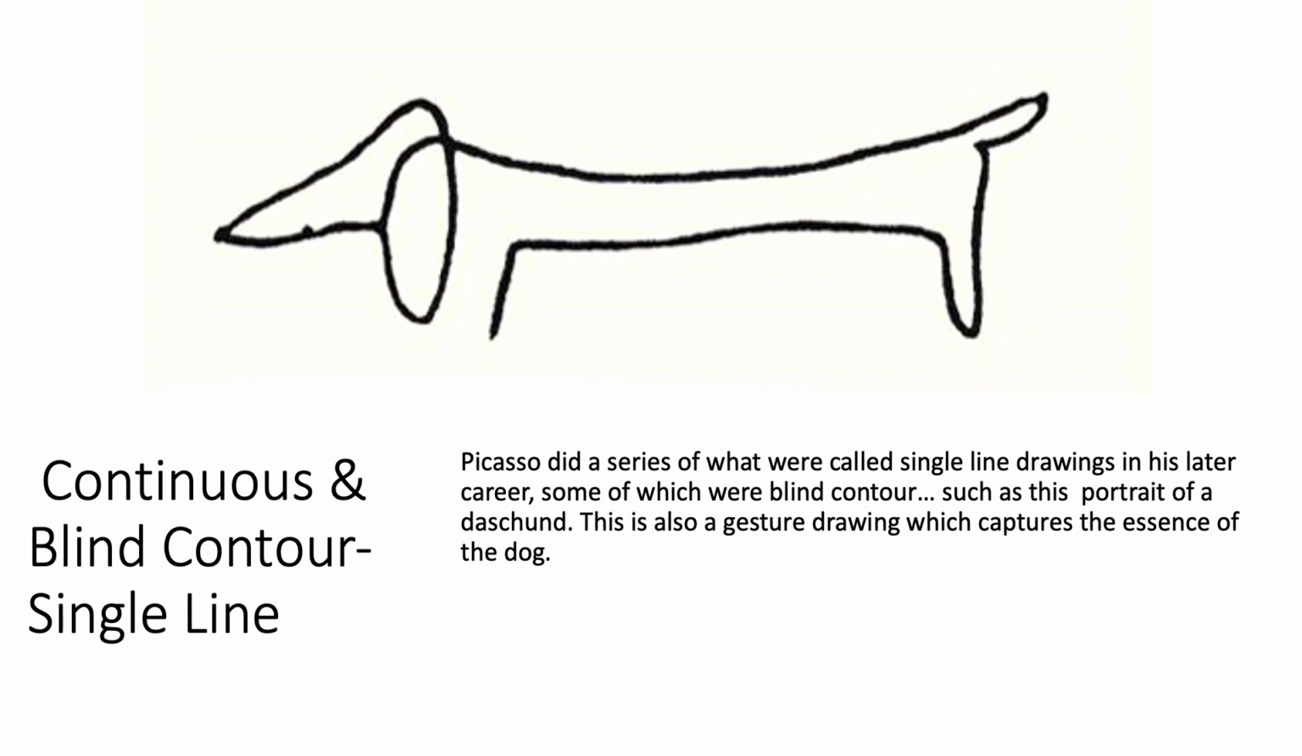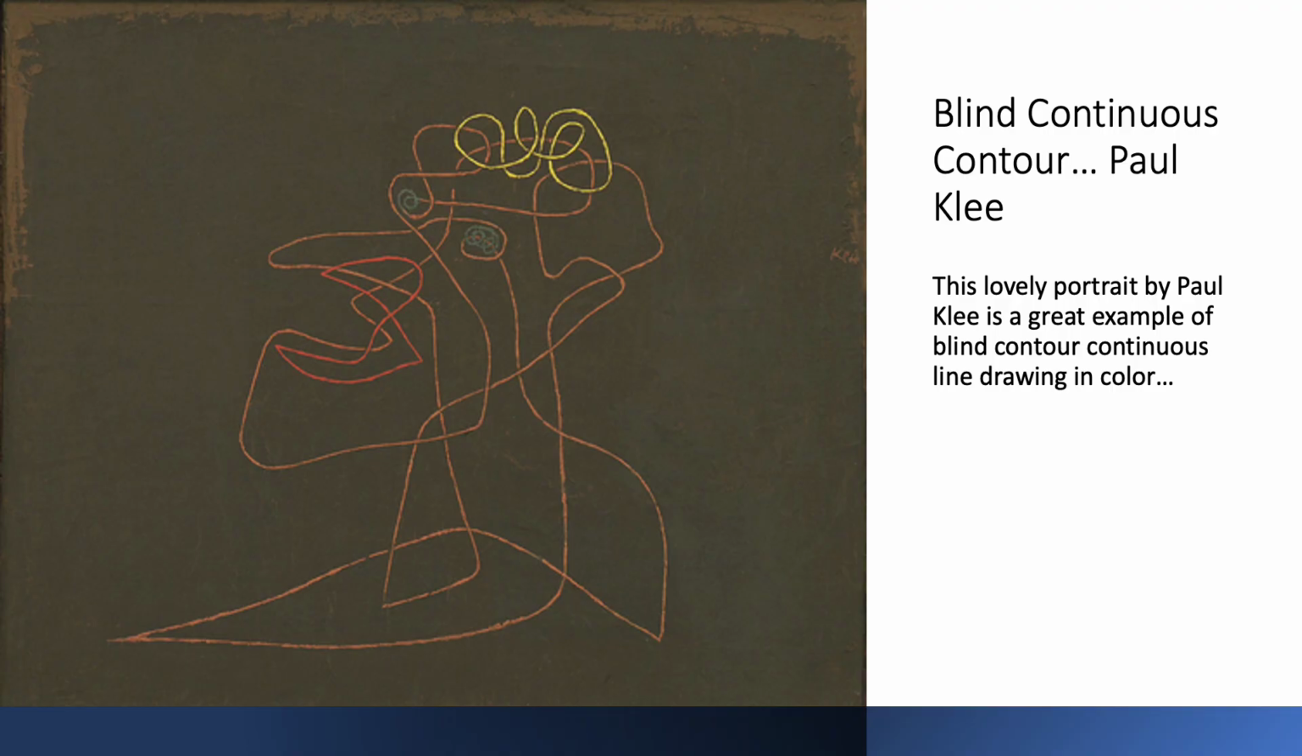This is a beautiful portrait Picasso did of his dog Lump, and you can see he used one continuous line which perfectly describes this little dachshund. This series were called the single line drawings, which he did in the later part of his career. This drawing by Paul Klee is a beautiful example of a continuous blind contour, which is done in color, which makes it very interesting.